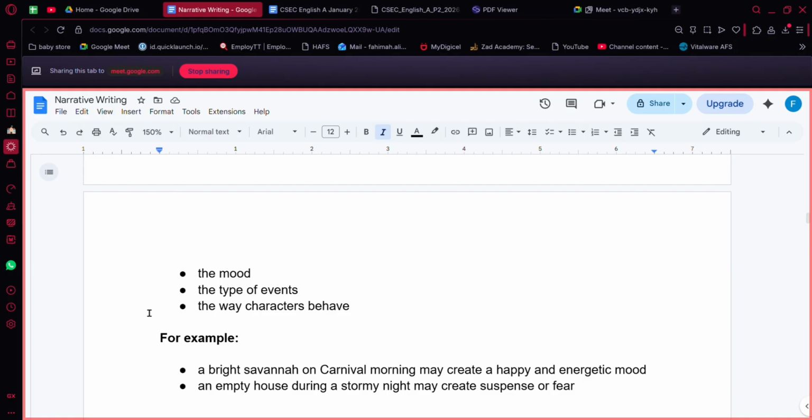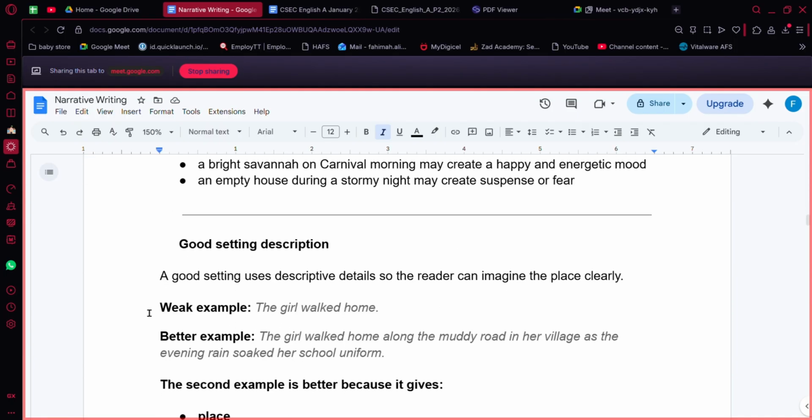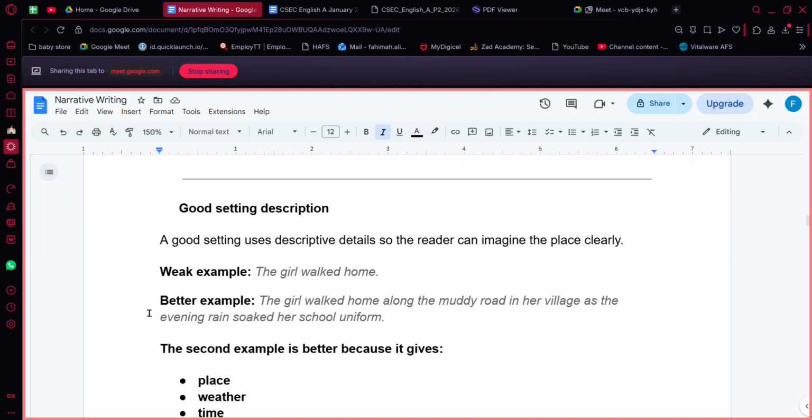So we have a good setting description. A good setting uses descriptive words to describe what is happening so that your reader could imagine it as well. Example. A weak sentence would be, the girl walked home. Okay, the girl walked home. Well, we don't know anything about that, so we don't know what happens if the girl just walks home. We can't imagine anything happening there. But if you say, the girl walked home along the muddy road in her village as the evening rain soaked her school uniform, we now know that it is rainy. We also know that it is supposed to be a dark and gloomy day or a dark and gloomy vibe or setting in the story.